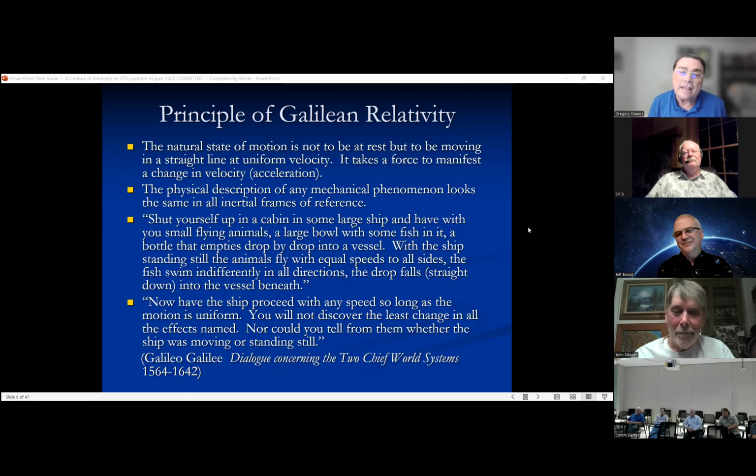You cannot tell that you were moving because the ship was moving in a straight line at constant speed. And that is equivalent to being standing still. You cannot tell the difference if you don't have any frame of reference where you can look outside and see the clouds in the distance, and you see that you're moving. So that was really an eye opener for me. So this is the principle of Galilean relativity.